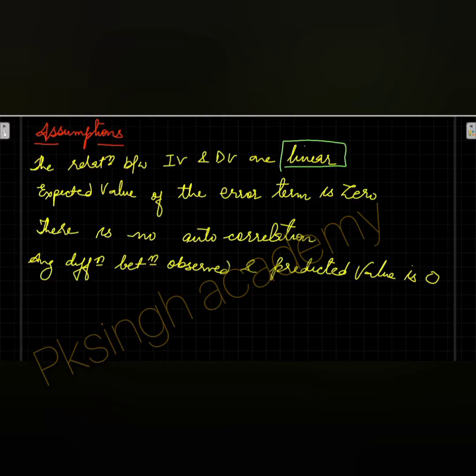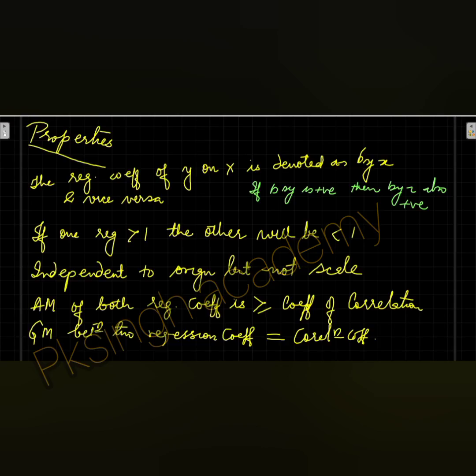Expected value of error term is 0. What is expected value 0? I will explain it further. There is no autocorrelation. Any difference between observed and predicted value is 0. So these are all the assumptions of the regression analysis.